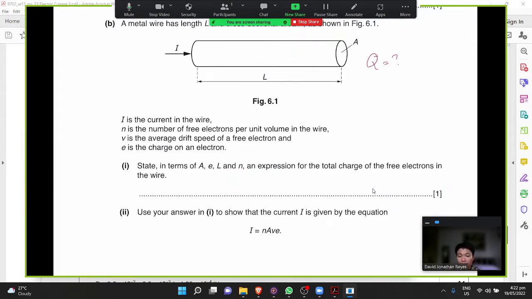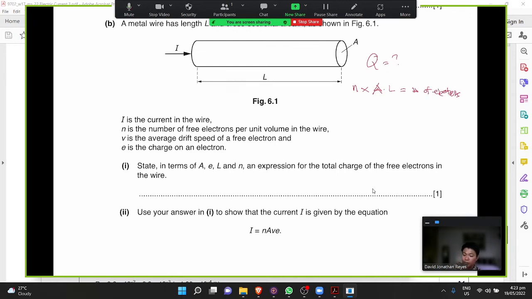Now, if you want to find out Q, you can start off with whatever you're given. So that being said, let's start off with N, right? N is equal to the number of free electrons per unit volume. So if I multiply this with volume, I will be getting the number of electrons, correct? So N, if I multiply it with A times L, which is basically volume, you will get the number of electrons.